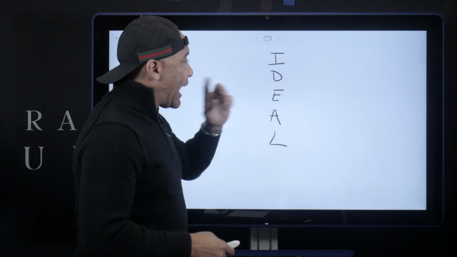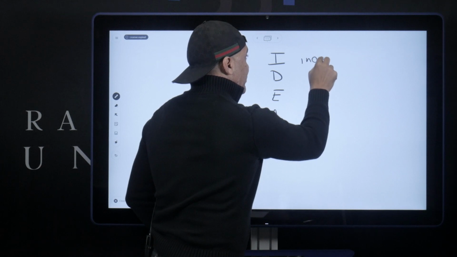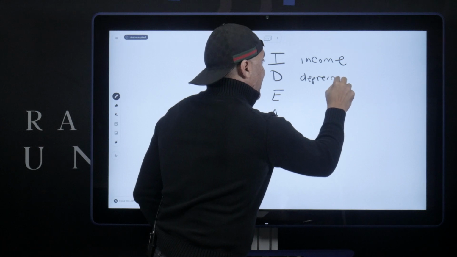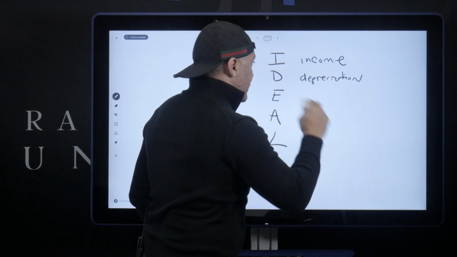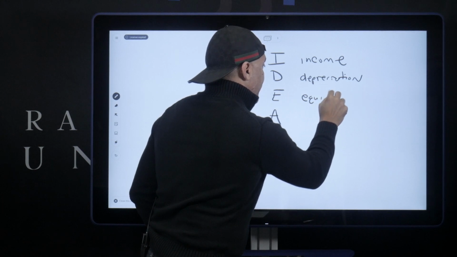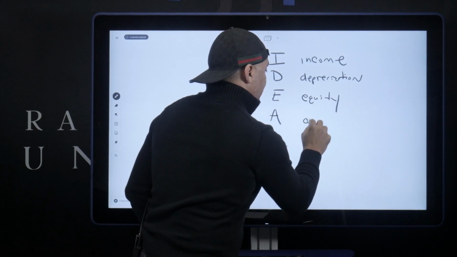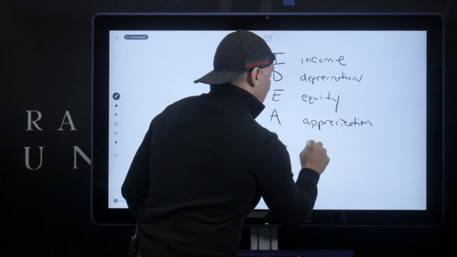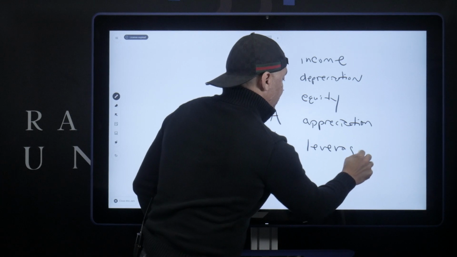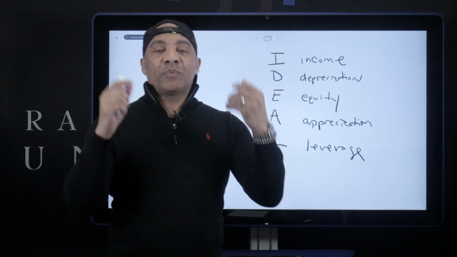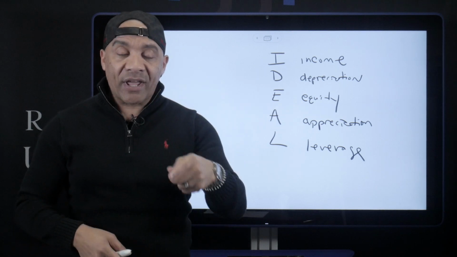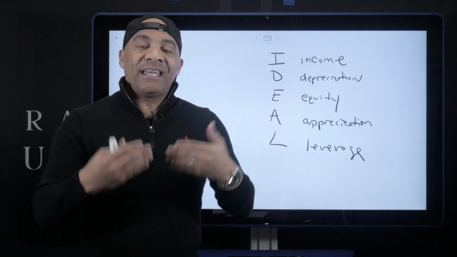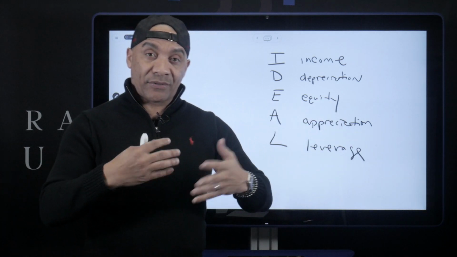For the acronym, the I represents income. The D represents depreciation. The E represents equity. The A represents appreciation. And the L represents leverage. Just this acronym alone is one of the most important reasons why, if you have not, you should consider becoming a real estate investor, or at least investing your money into real estate so that your money can work for you.